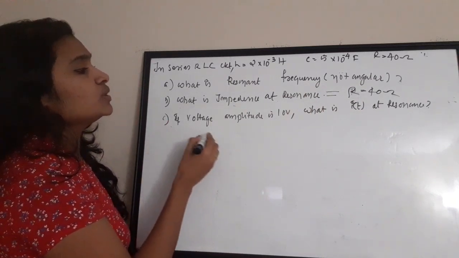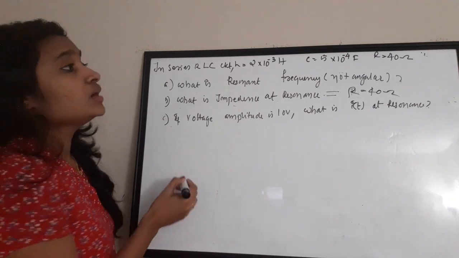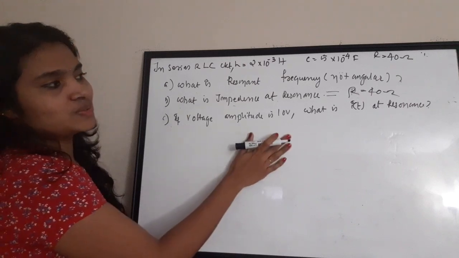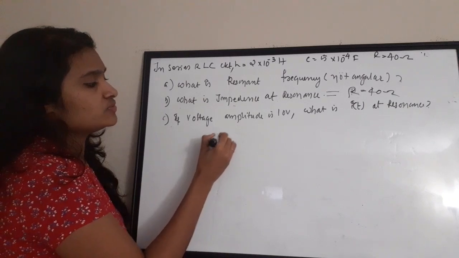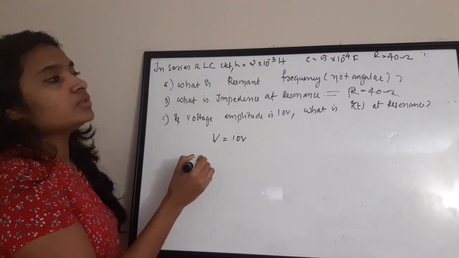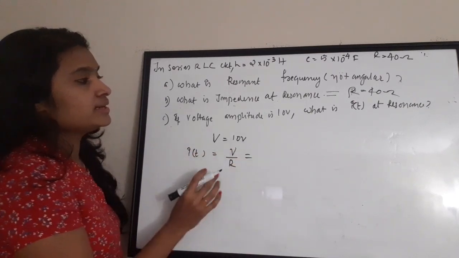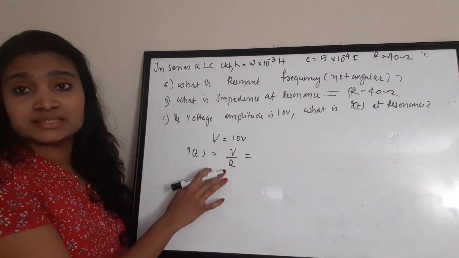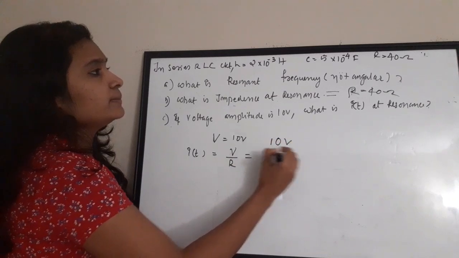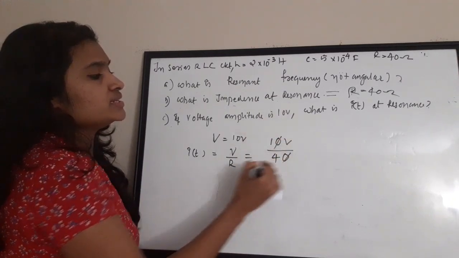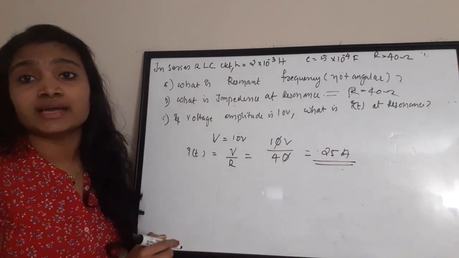Then C: if the voltage amplitude is 10 volt, what is I of t at resonance? This question also we can directly answer. See, the voltage amplitude V is 10 volt. So I of t is equal to V by R, right? During resonance, the impedance is purely resistive, so current is voltage by resistance. Voltage is 10 volt and resistance is 40 ohm. So it is 1 by 4, which is 0.25 ampere, the peak value of current at resonance.